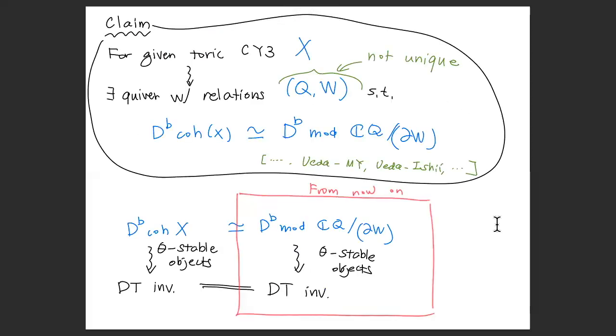Now I need to make contact with the Calabi-Yau geometry. The Calabi-Yau geometry itself is a geometry, and I was suddenly talking about the quiver. So these are a priori completely different data.